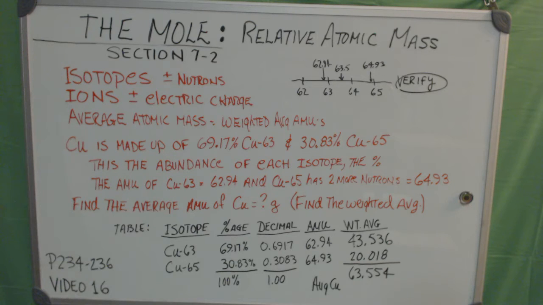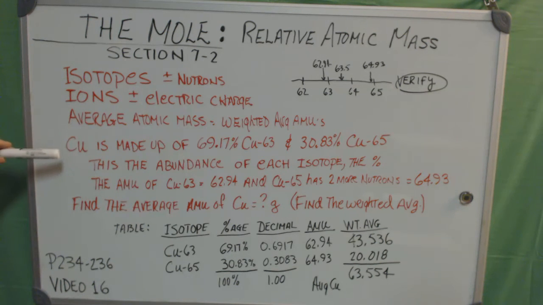We begin our new section in Chapter 7, Section 7-2, and we're going to call this section Relative Atomic Mass. It looks kind of a busy chart, okay? We've got video 16. This is page 234 through 236 in our textbook.